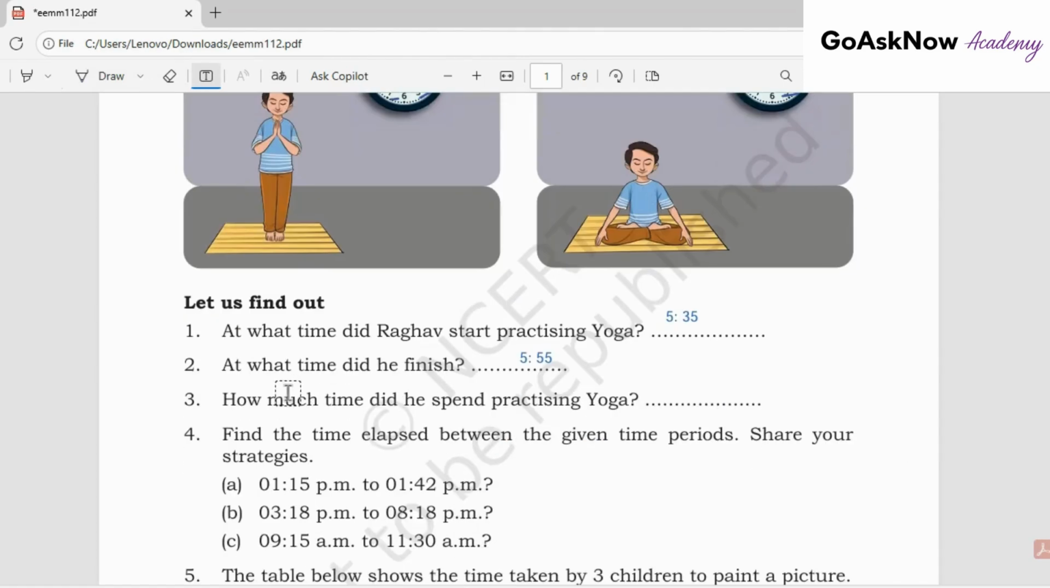Okay. How much time did he spend practicing yoga? Let us calculate. 5:55 minus 5:35, which is equal to 20 minutes. Here he is practicing yoga for 20 minutes.